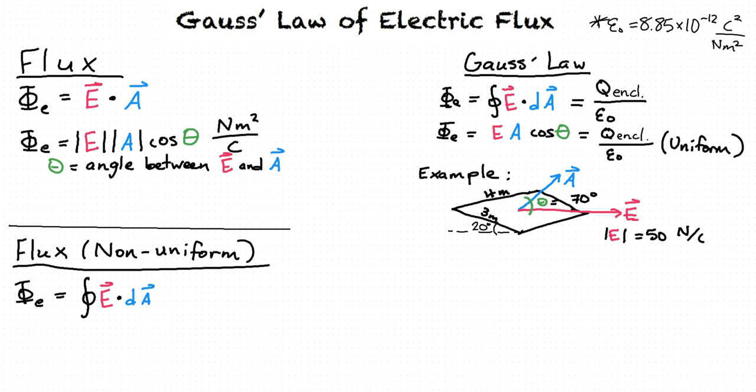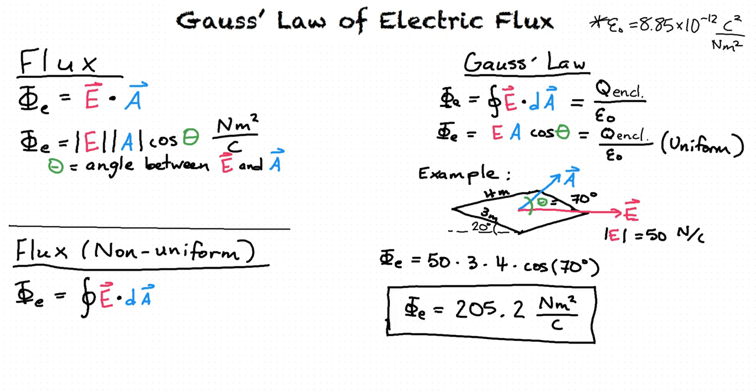Remember that the formula for flux is EA cosine of theta. Let's substitute in our given numbers. Flux equals 50, which represents the electric field, times 3 times 4, which is the area of the rectangle, times cosine of 70 degrees, which is the angle between E and A. After calculating this, we find electric flux equals 205.2 Newton meters squared per coulomb.